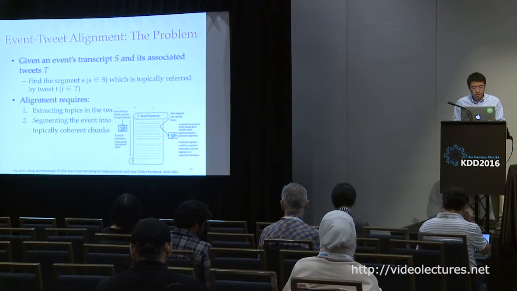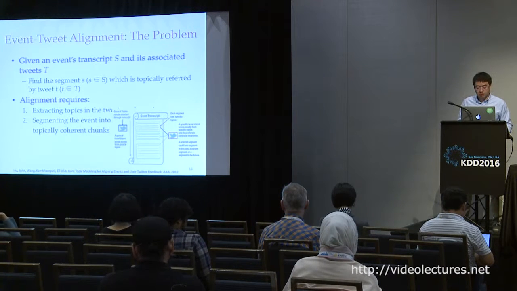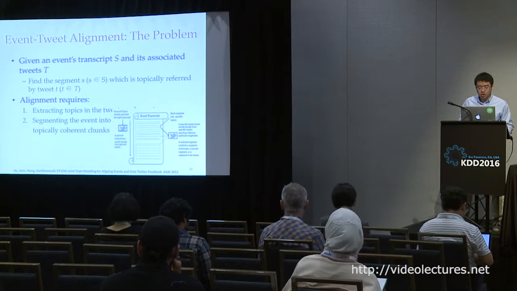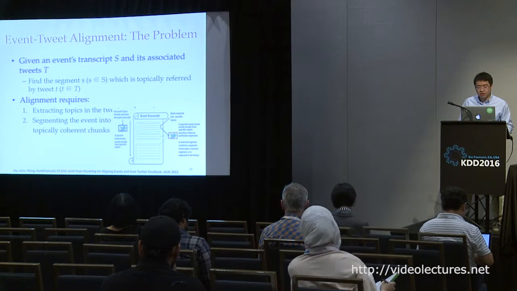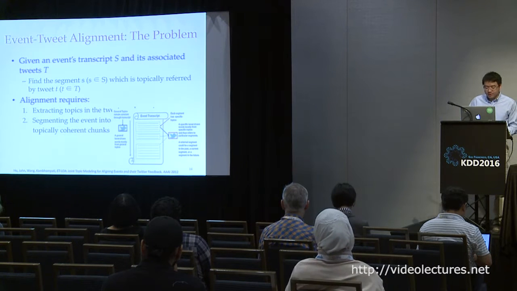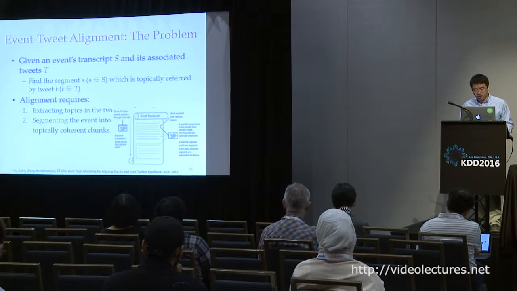So here is a problem definition for this event-tweet alignment problem based on the topic inference. Given an event transcript S and its associated tweet T, we want to find the segment s, belonging to S, which is topically referred to by tweet T. And the alignment requires us to extract the topics of the tweet and also segment the event into topically coherent chunks.